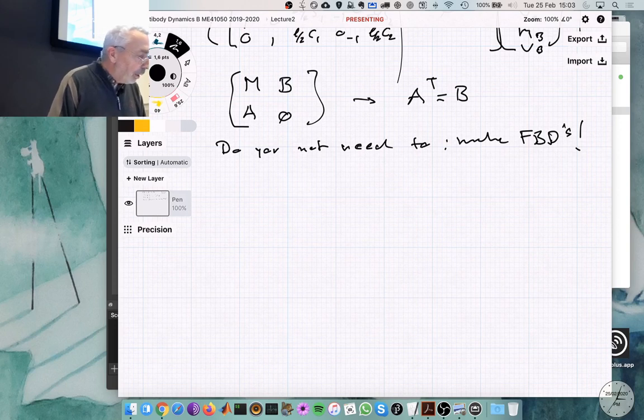Okay. Systematic approach. How does that go? The concept we need here, we need a new concept, and that is power of a force. Power of a force.